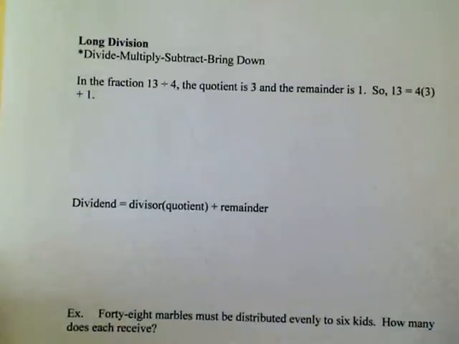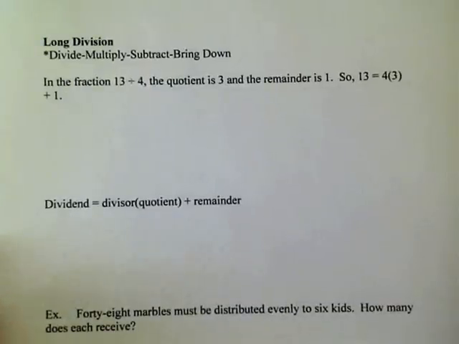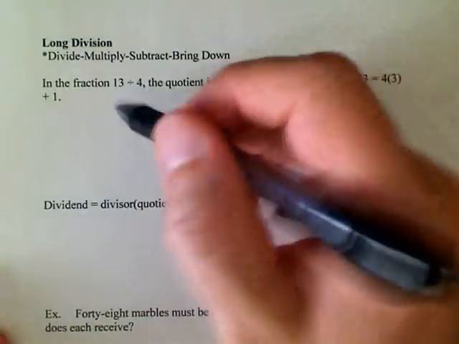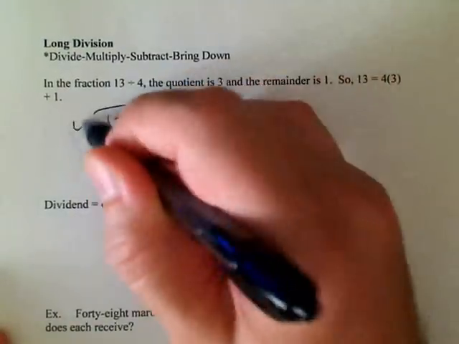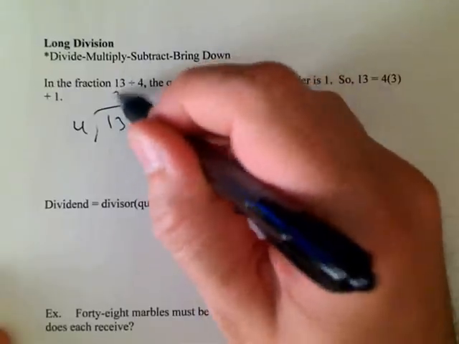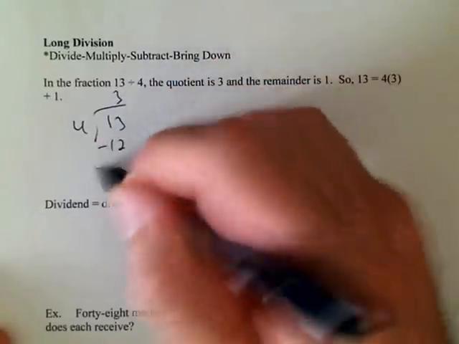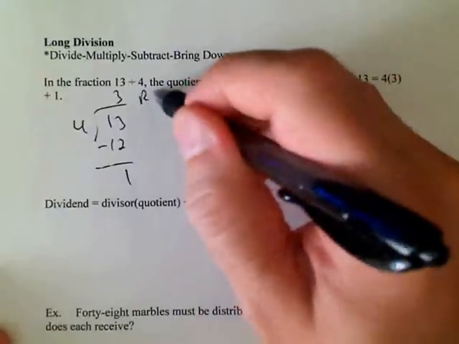Let's do some further problems. We already talked about long division, so let's expand it and show you how you can check your answer when you do have a remainder. So with this 13 divided by 4, you take 4 into 13 and it goes 3 times. 3 times 4 is 12. Subtract it and you get 1. It's a remainder of 1.